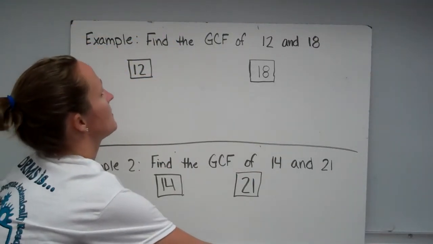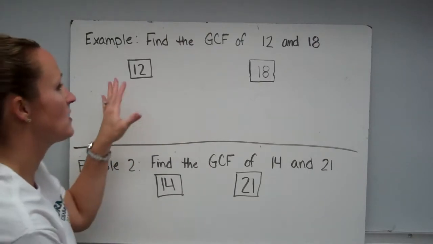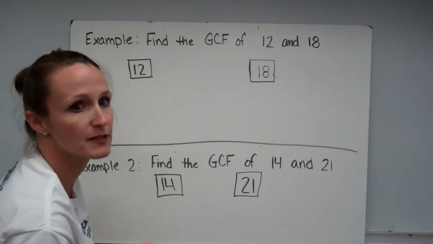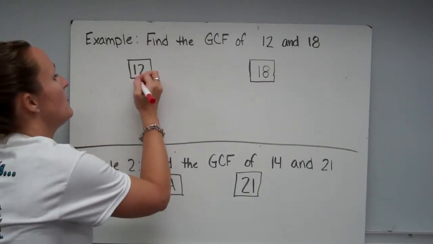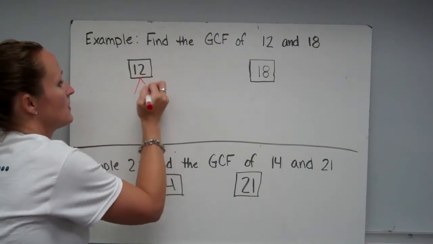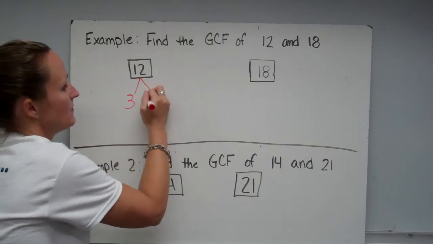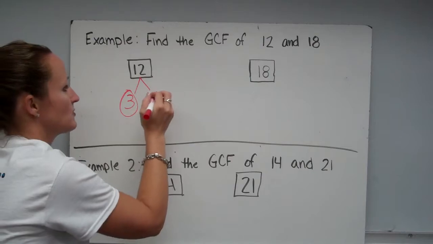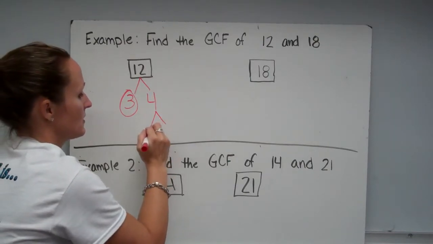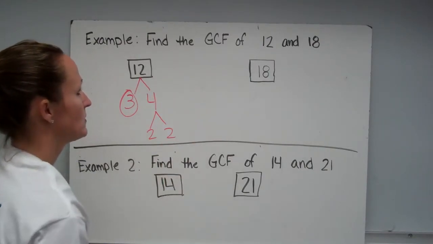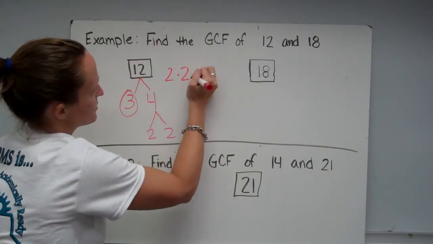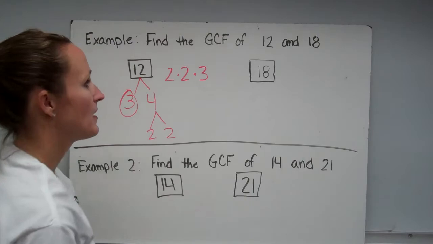So, first one, find the greatest common factor of 12 and 18. GCF is just a way of writing greatest common factor. So 12, if we make our factor tree, we know that it can be 3 and 4. Now, 3 can't go any further, so it's prime. 4, however, can become 2 and 2. So we know that here we're going to have 2 times 2 times 3.